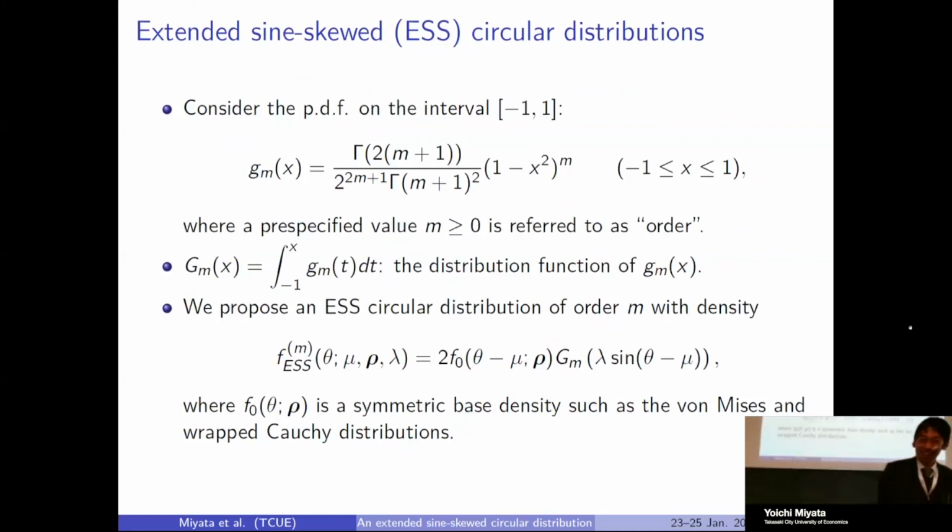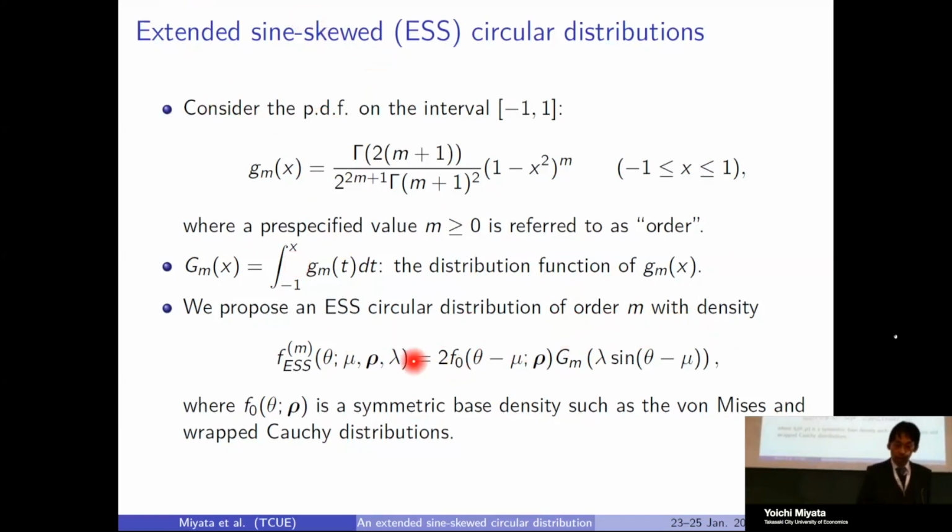So we consider the density function on the interval from -1 to 1 like this. m is a specified non-negative value and is referred to as the order. Let capital Gm of x be the distribution function of small gm of x. Then we propose the extended sine-skewed circular distribution of order m with density defined by this expression. The extended sine-skewed is abbreviated as ESS.